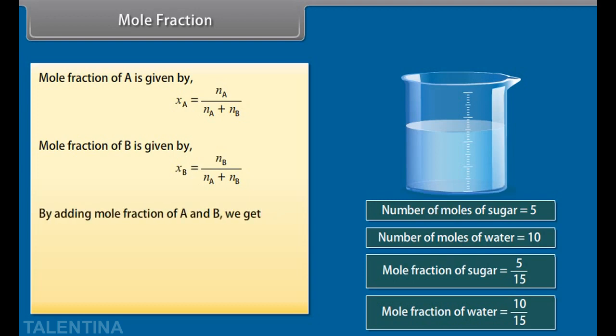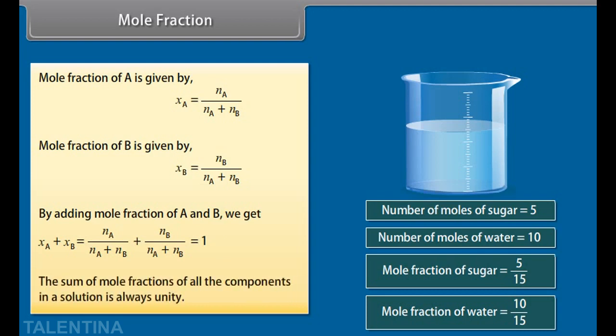By adding the mole fractions of A and B, we get XA plus XB is equal to 1. It implies that the sum of the mole fractions of all the components in a solution is always unity. Example on mole fraction.